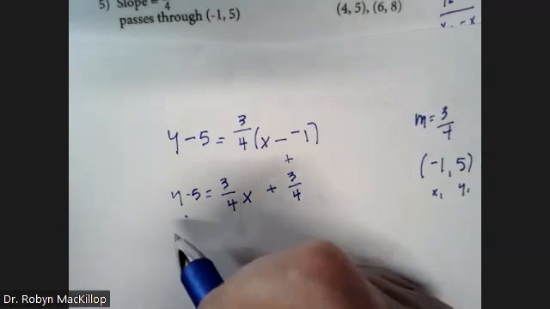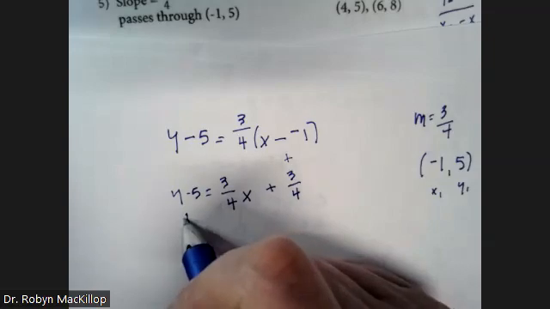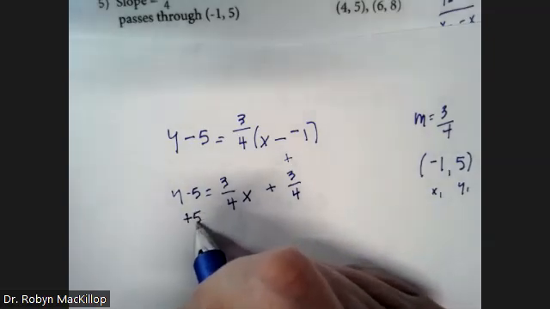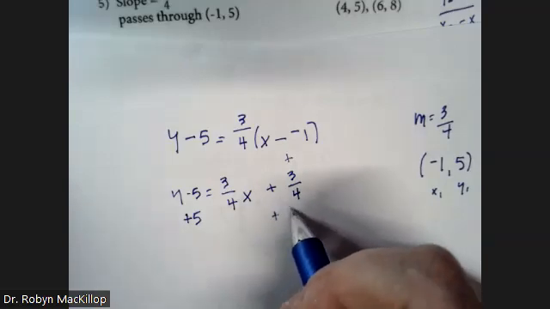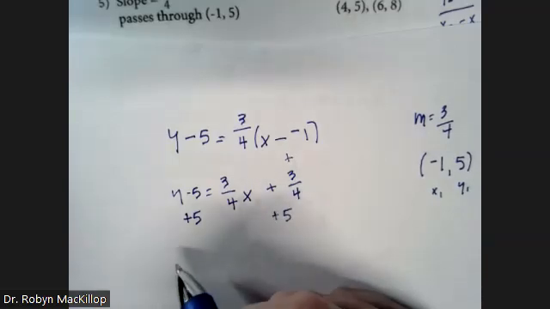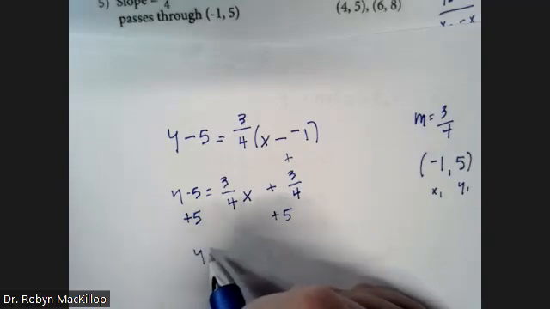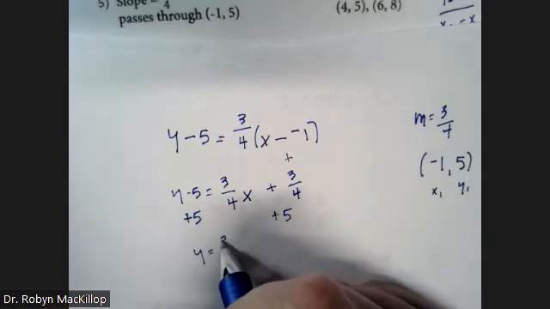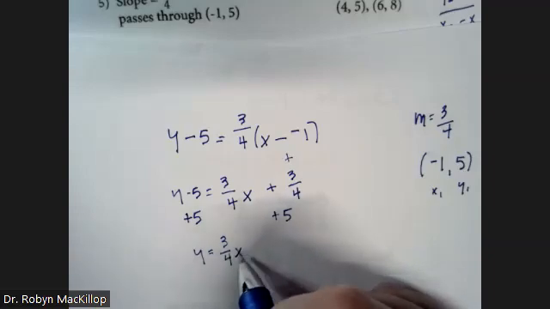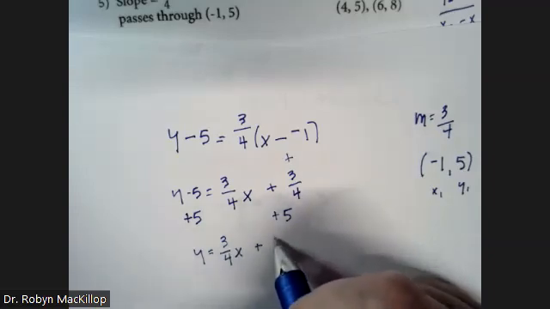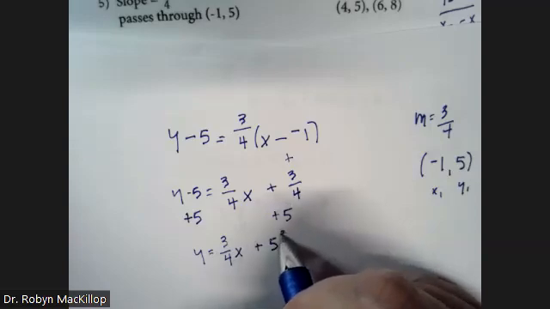So we're going to get rid of this 5 by adding, because that zeroes it out on this side. We also have to add it to the 3/4. So that gives us y equals still 3/4 times x plus that's 5 3/4.